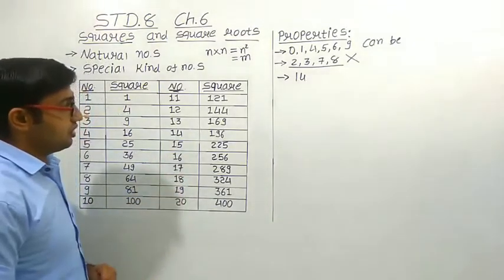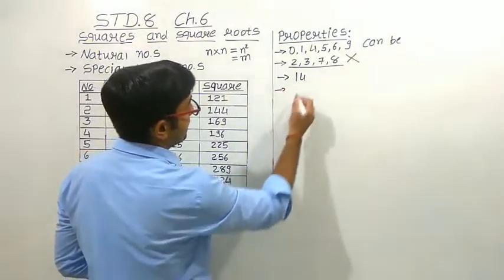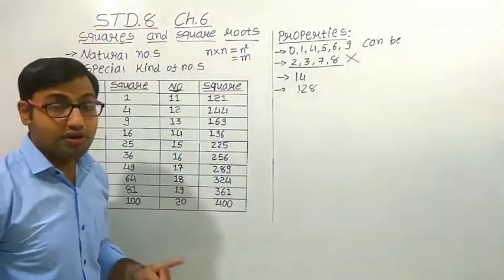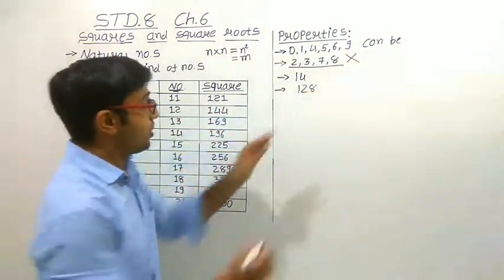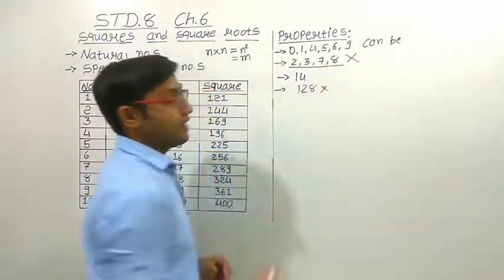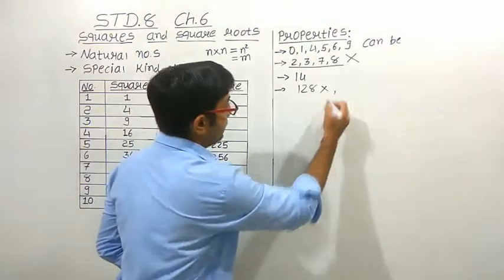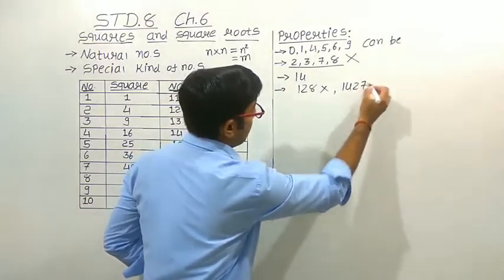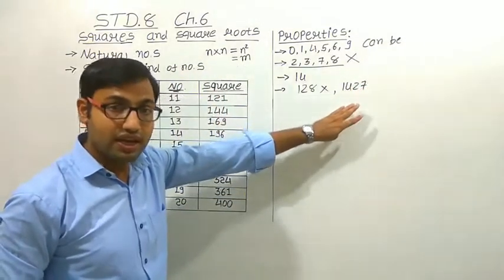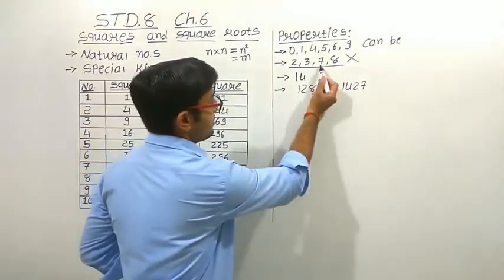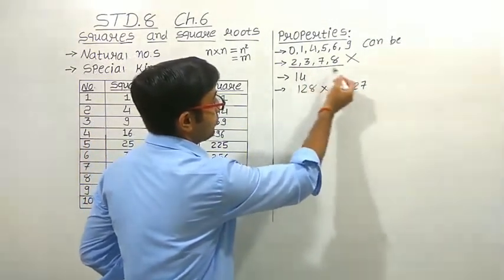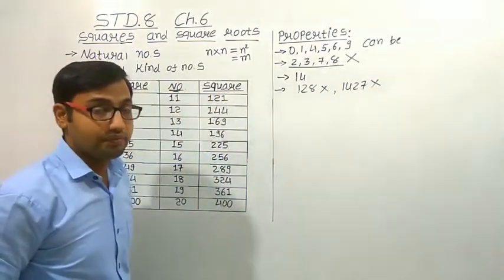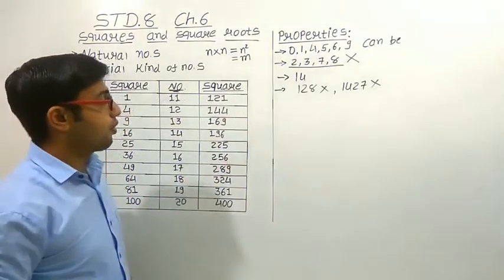So, if you are given a question to find out whether 128 is a perfect square number or not, then we can directly say that no, this is not a perfect square number because its unit place is 8. In the same way, if we are given 1427, can it be a perfect square of any natural number? No, because 7 is there at the unit place, and if 2, 3, 7, 8 is at the unit place, then that number cannot be a perfect square number, right? So this is one property.